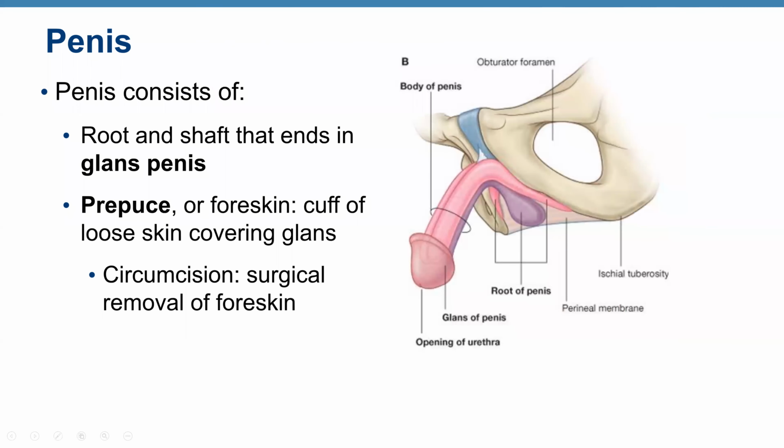Penis consists of a root and shaft, and ends in the glans penis. So here is the glans penis, then the body of the penis or shaft, and the root. Prepuce or foreskin is a cuff of loose skin covering the glans, and circumcision is surgical removal of the foreskin.